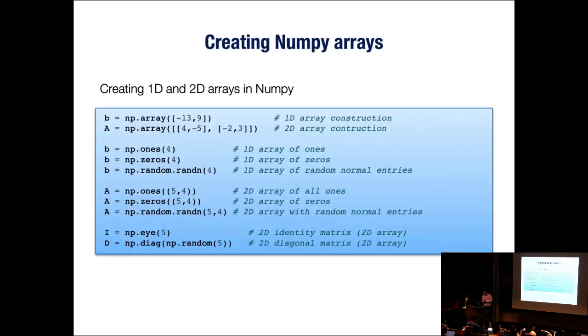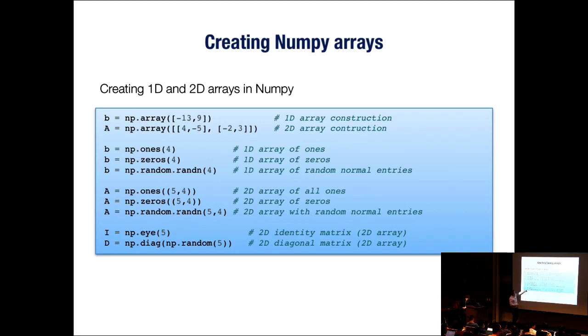Okay, so let's talk first about how we go about creating NumPy arrays. NumPy arrays, again, are 1D or 2D arrays. I can create a 1D array, i.e. a vector, by saying b equals numpy.array, passing a list of numbers to it, and that will create a 1D NumPy array. If I pass a list of lists, it will create a 2D array, i.e. something we can use as a matrix.